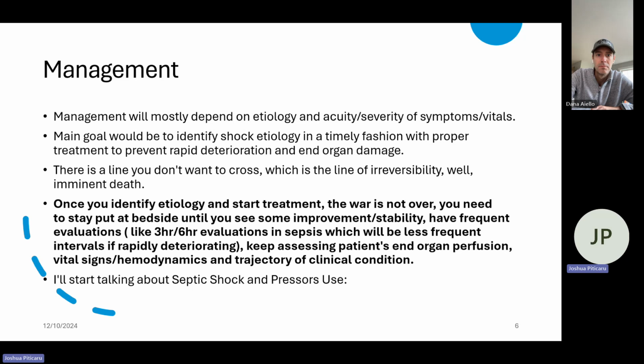Because you need to know what's the next step. What if my fluid challenge doesn't work? What if my pressor does not work? What's next in this management? Every hour counts in terms of perfusion to all the organs: brain, liver, kidneys, etc. So I will talk about some things related to septic shock and pressor use.